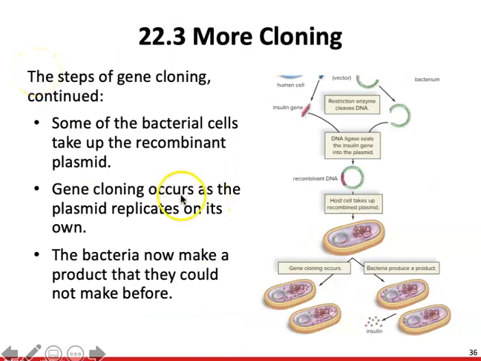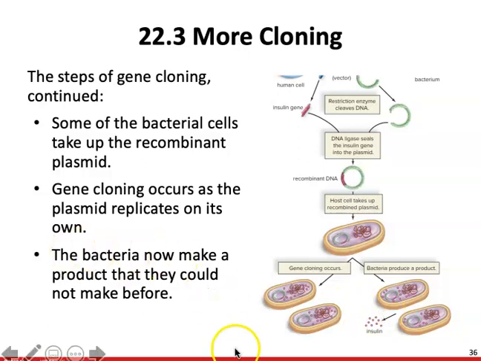Then we're going to introduce that DNA to the bacterial cells. Some of those bacterial cells are going to take up that recombinant plasmid that we created. Once they take that up, they're going to naturally clone that DNA over and over and over again. Once they've cloned that DNA, they are going to bring it to their ribosomes, and their ribosomes are going to start pumping out mass quantities of that gene product that they couldn't make before.